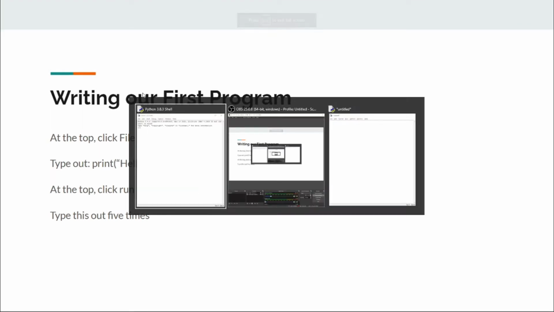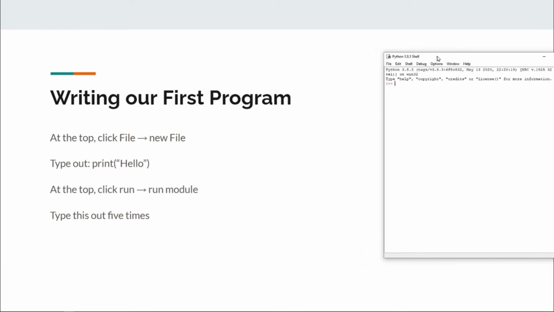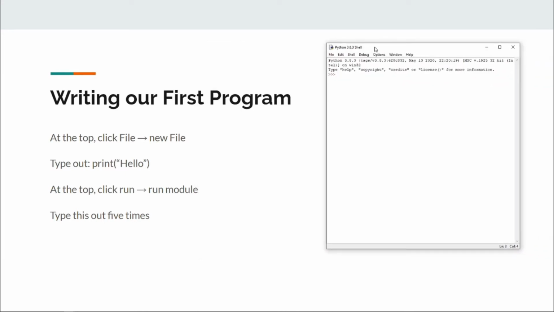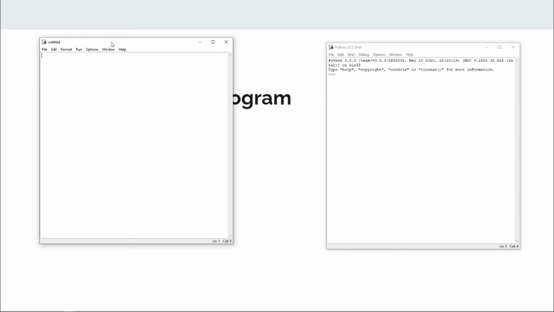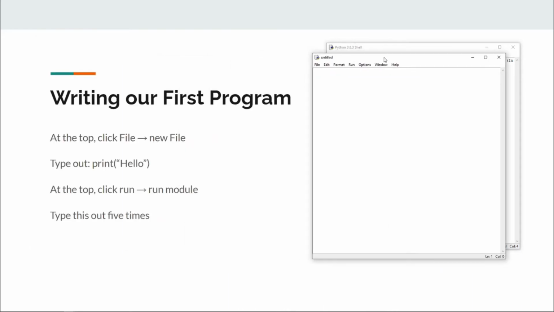Once you get to IDLE, the first thing you'll see is the shell. But to actually write our first program, we need to go to the top and click File, then New File. Now this is where we can actually put our code. When we're coding, we're trying to tell the computer to make or do something. So the first thing we should try is something simple: print something out, so have the computer show some text.